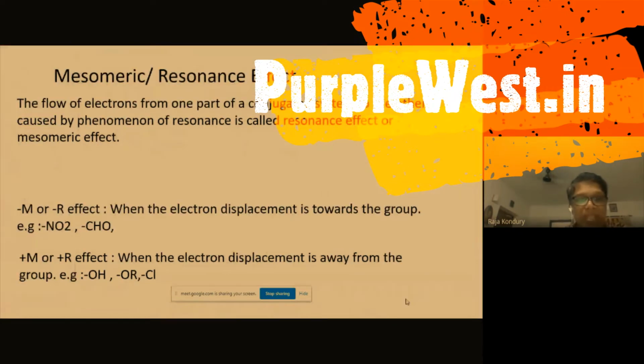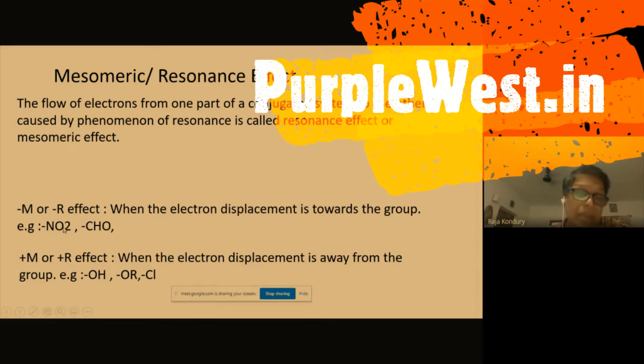Right. So you see there are two effects, called the mesomeric effect or resonance effect. It's called minus R or plus R. When the electron displacement is towards the group, the same thing. Now, suppose you have a group already present in the molecule and the electrons are moving towards where the substituent group or functional group is present, then it is called minus R. We have done this, I believe.